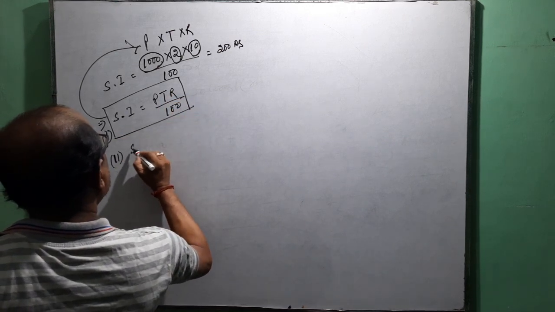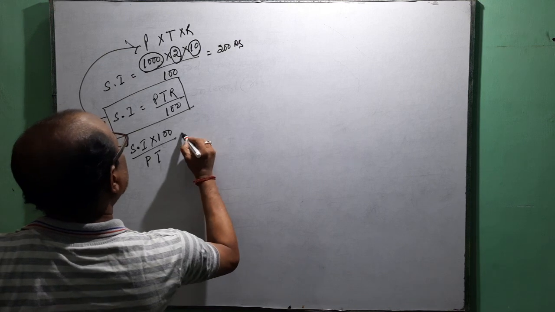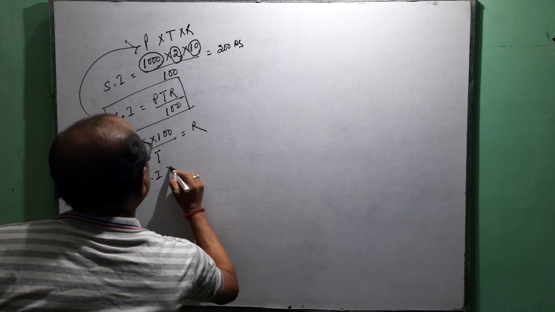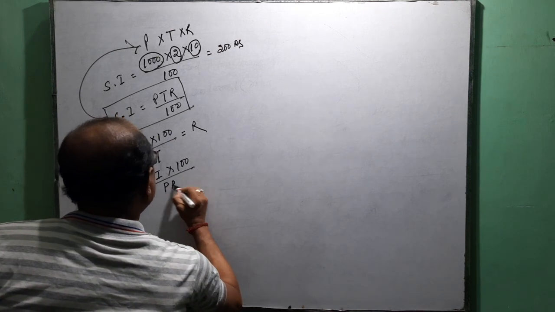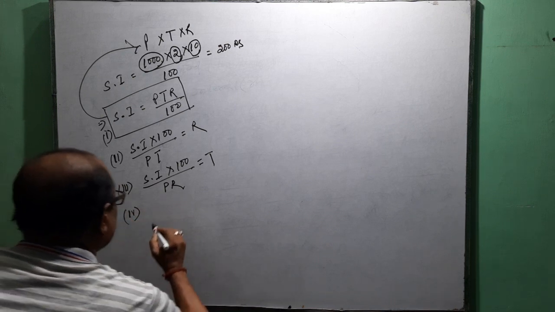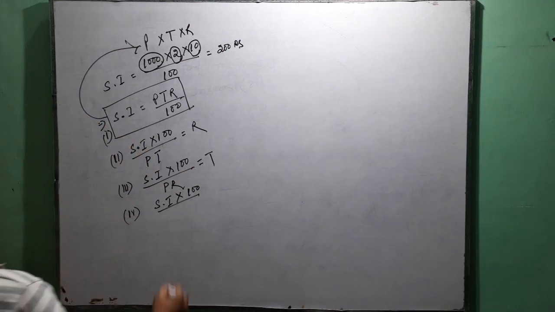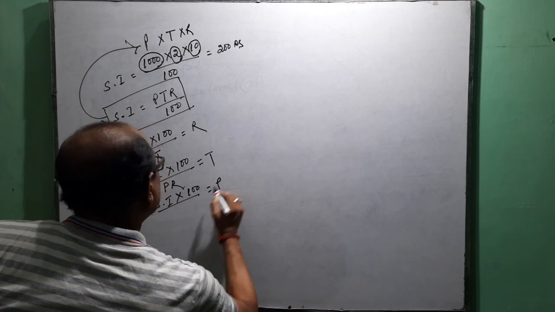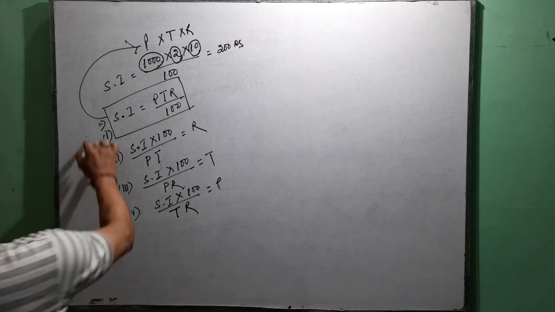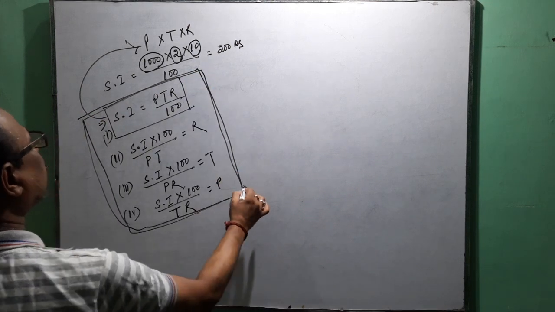Number two, SI into 100 by PT is equal to R. Number three, SI into 100 by PR is equal to T. The fourth formula is SI into 100 by TR, to find P. So these are the four important formulas for simple interest.